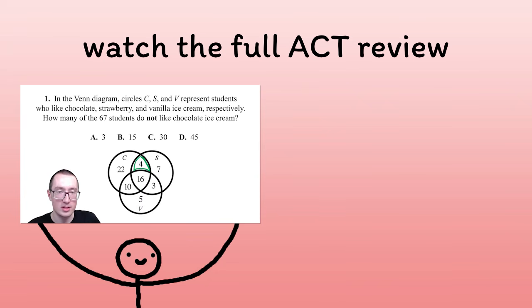You see, it's inside of the C circle, so that means you like chocolate. It's inside of the S, so you like strawberry, but it's outside of the V circle, so that means you just are a vanilla hater for some reason. But you like the other two flavors, so that's what that means. And then obviously this 16 in the middle is the people that like all three flavors.